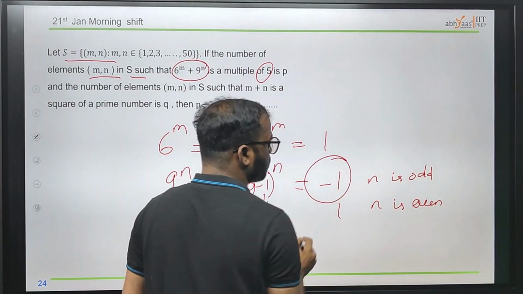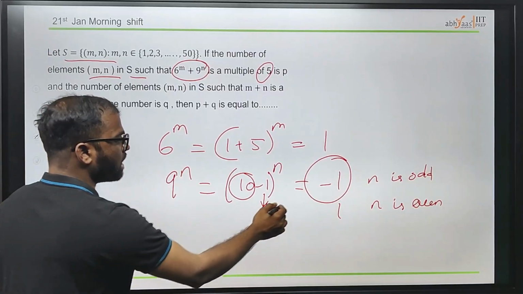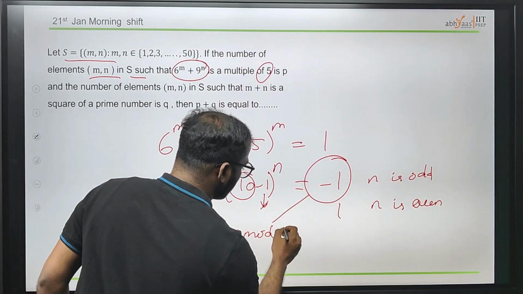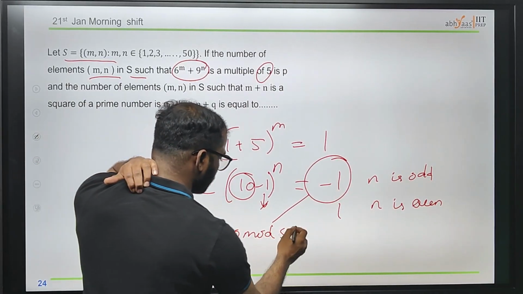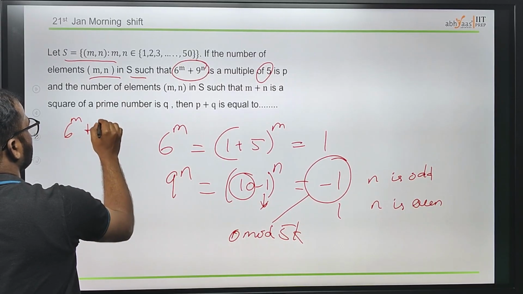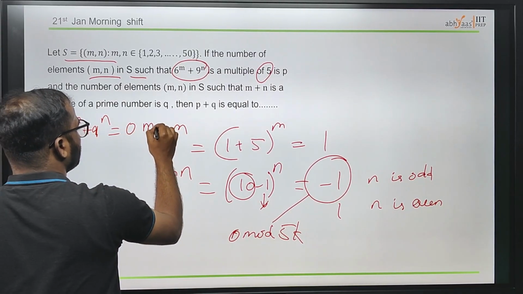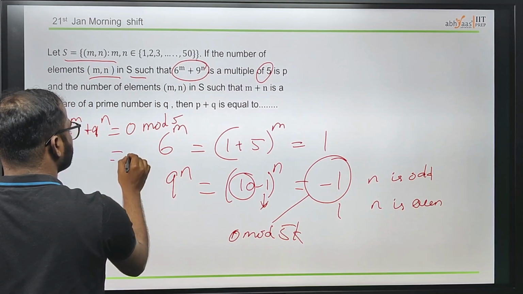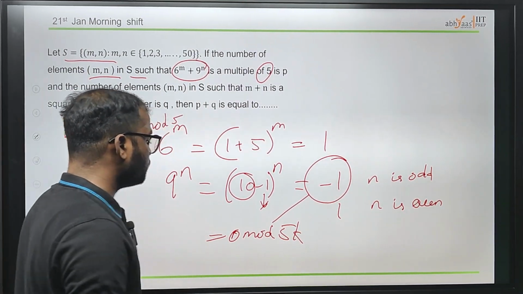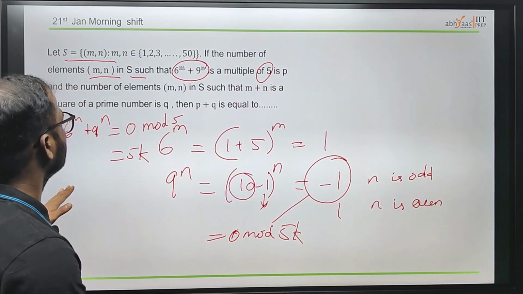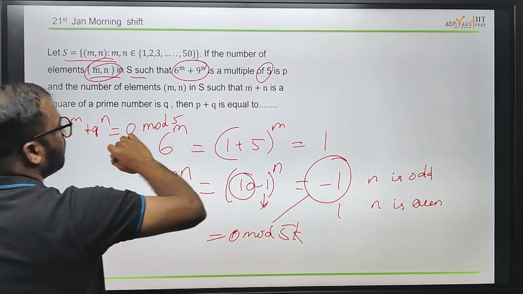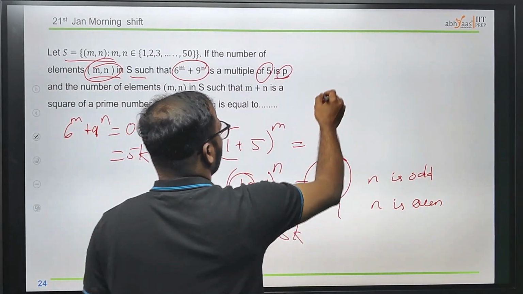Okay, we have to select this because if you see here, for this we will have 0 mod 5, something like 5k. Since they said 6^m + 9n will be 0 mod 5, this will be written as a multiple of 5. Now after doing this, we get the number of elements (m, n), which is p. Okay, we got the p.